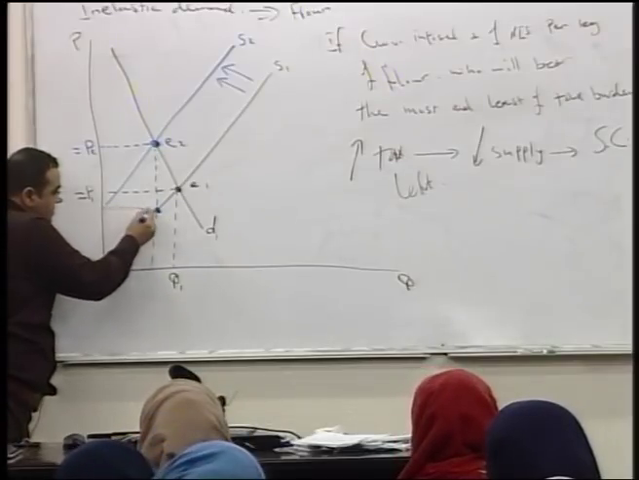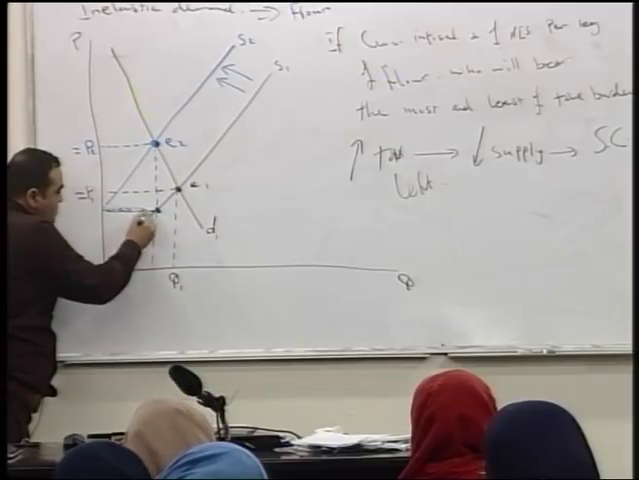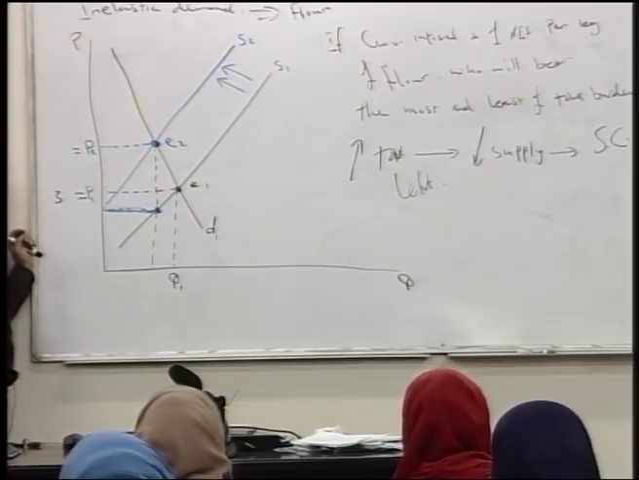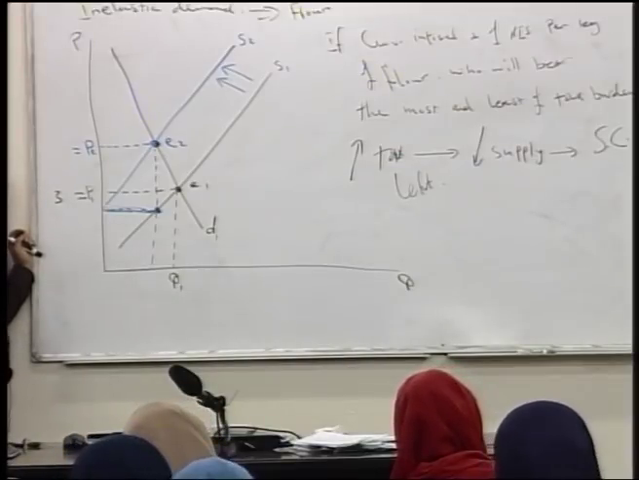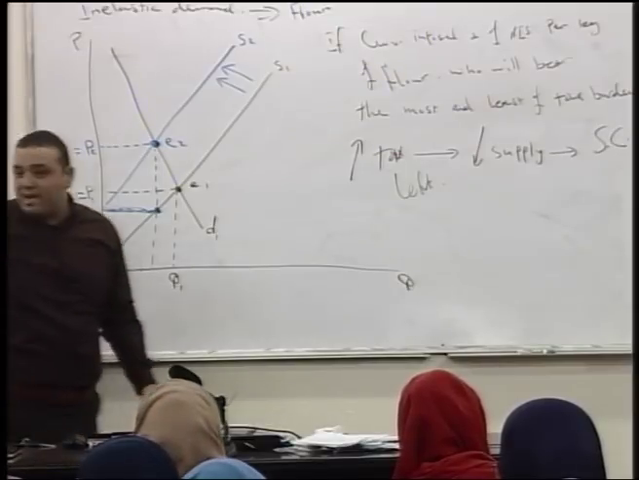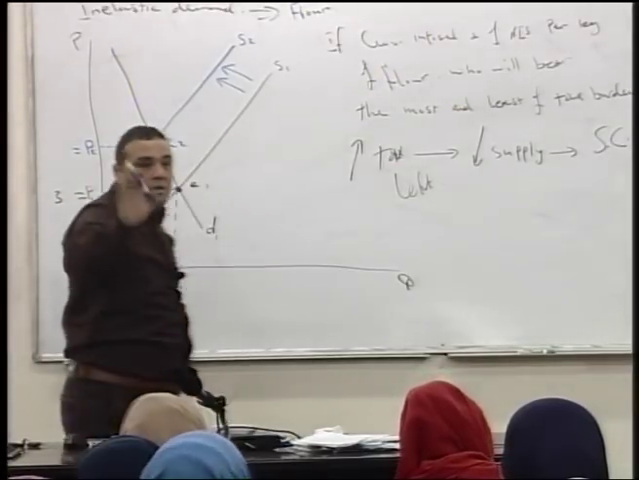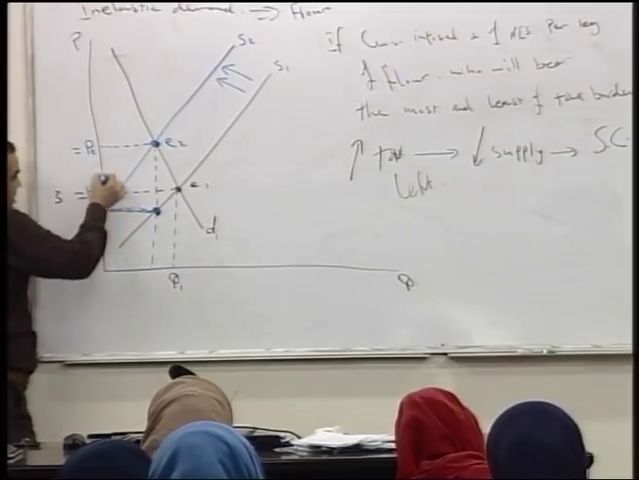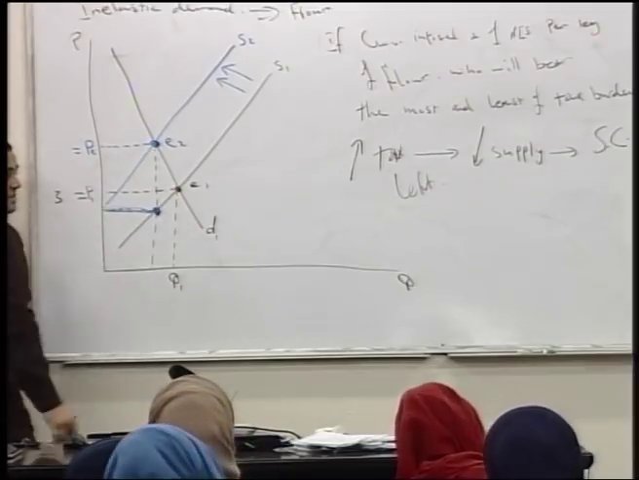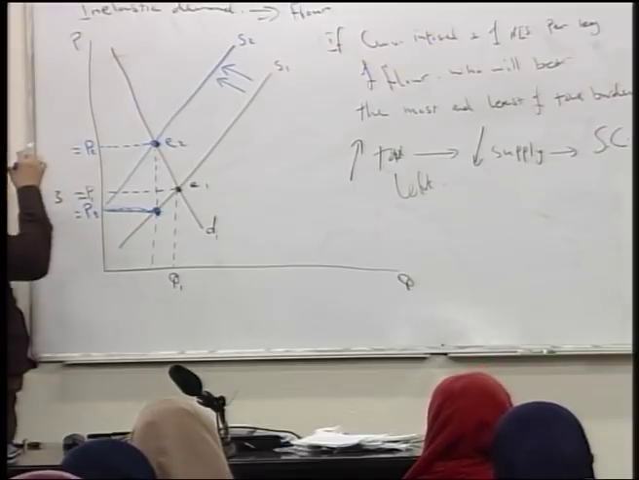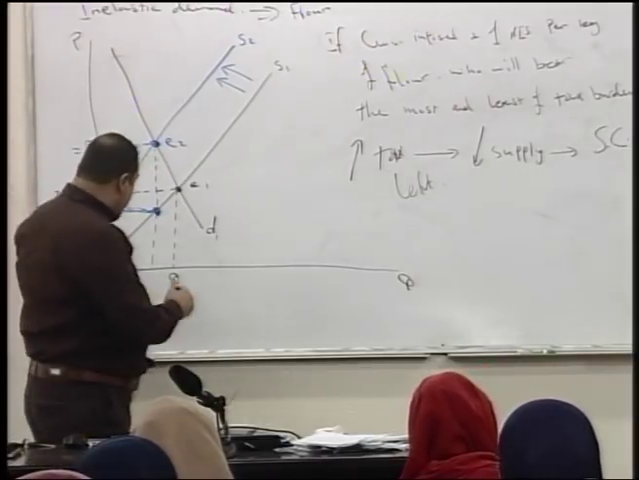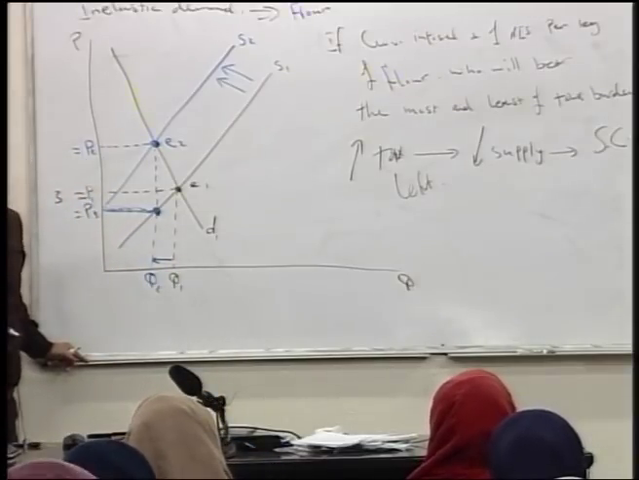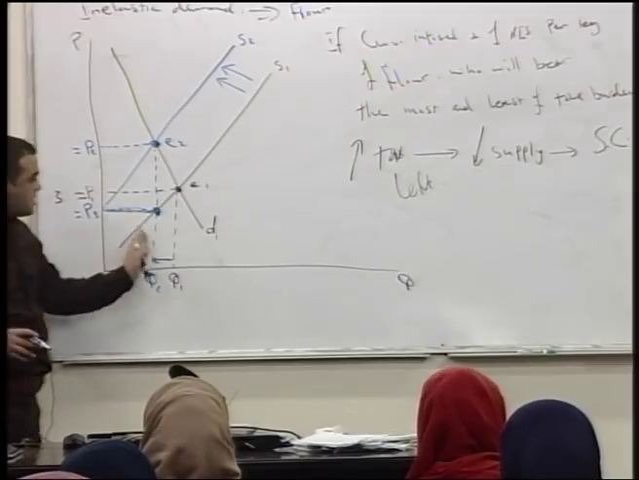The whole of tax burden. To determine the total tax burden, I take from A2 and go down to S1 and mark it. This rectangle represents a P3. This is Q2. Quantity goes down, right? As tax increases, the quantity goes down and the price goes up, right?